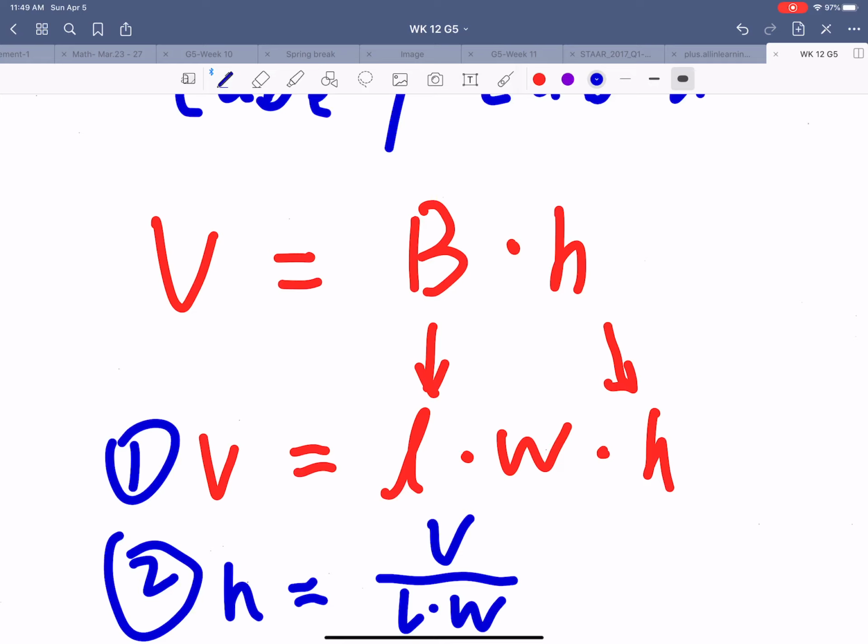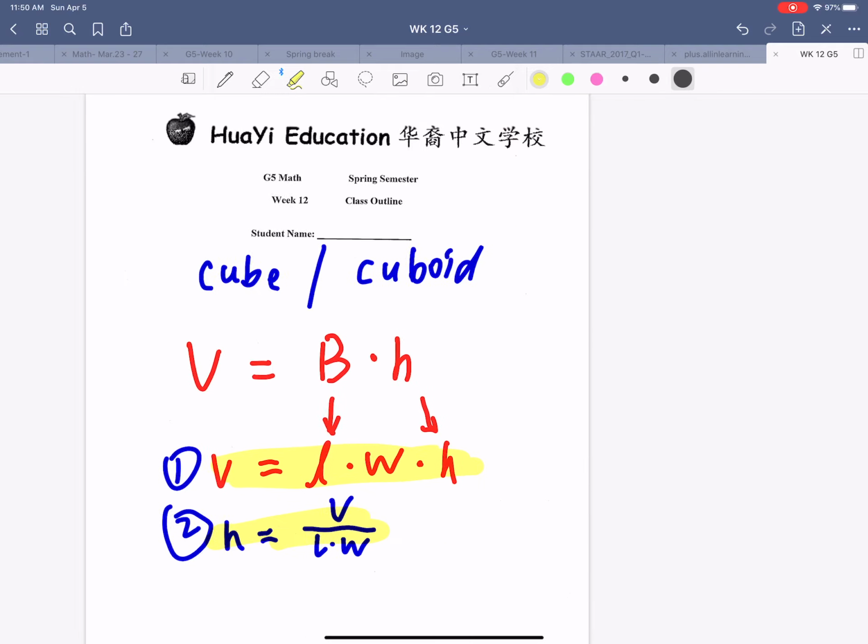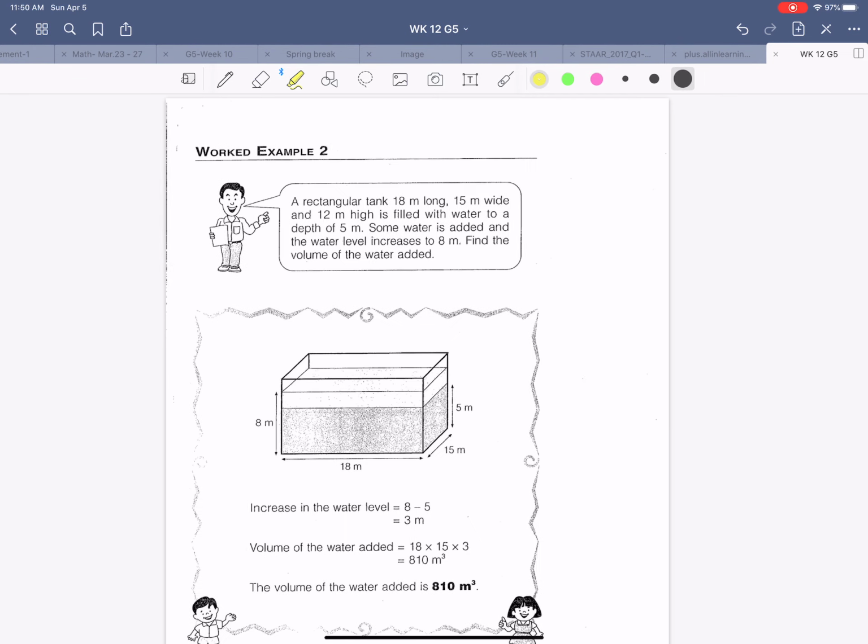The first one one more time. The volume of a prism is going to be length times width times height. And the height, we're going to find the total volume divided by length times width. So that's the prior knowledge before we go to today's class.